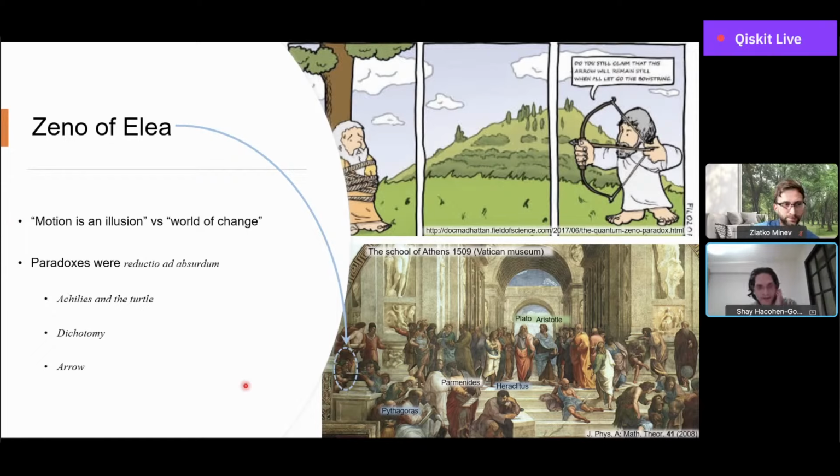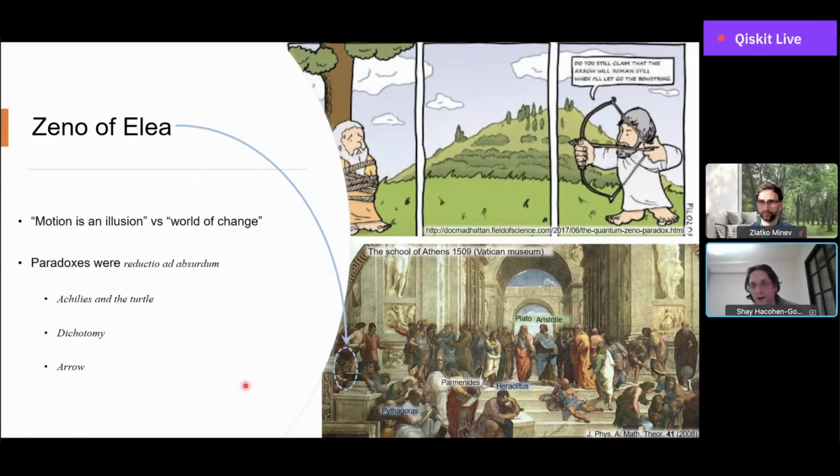The arrow one tries to deal with time, and it says that if there's an arrow, and this is the paradox that really relates to the quantum Zeno effect, if there's an arrow and it occupies a certain position in space, and it occupies that space at a certain time, then it's just there. It's not moving away from there, and it's not moving to that point, it is just there. Hence, it is not moving, and motion is an illusion.